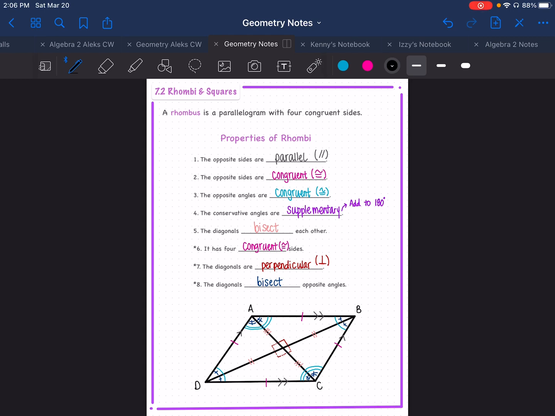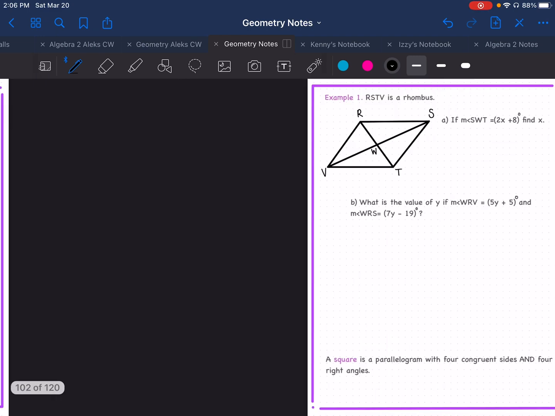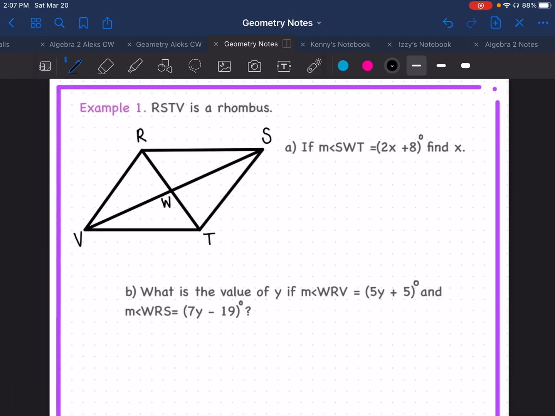So rhombus is singular and rhombi is plural. You can also say rhombuses. I've heard that as well. But rhombi, I like that better because we say cacti, not cactuses. All right, let's go ahead and take a look at our example.